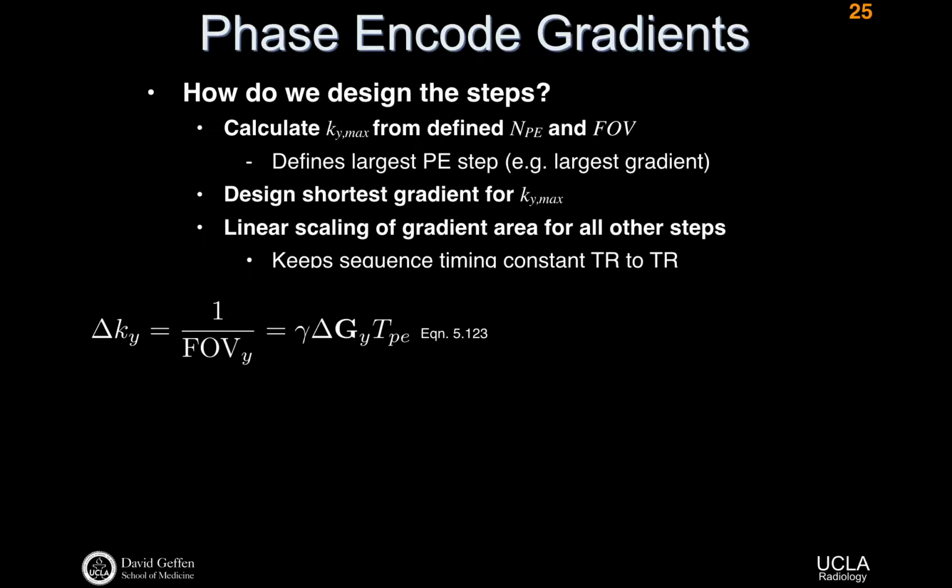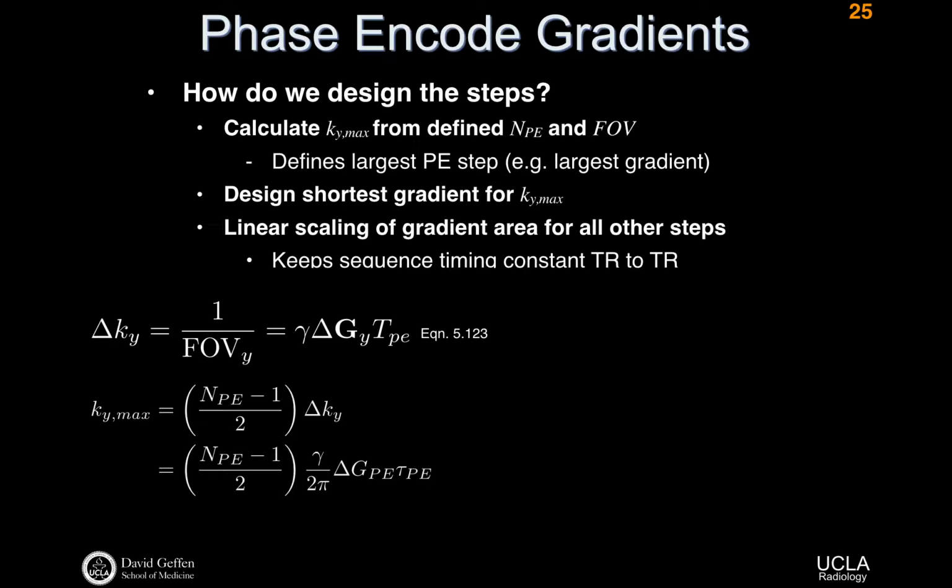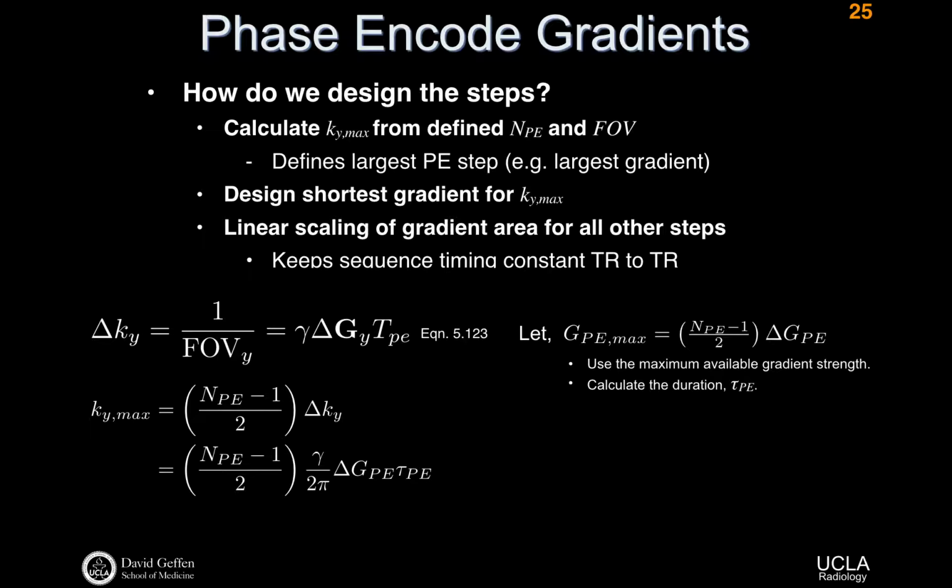This is just going a little bit back to the book. So we know that delta ky is going over the field of view, and then we know that that's actually related to the delta gradient y step. How much do we have to increment the gradient amplitude to work our way through a delta ky that's specified by the field of view? And so you can actually work out, just algebraically, what's the ky max that you're actually going to need to get up to your, say, top or very bottom phase encode step.